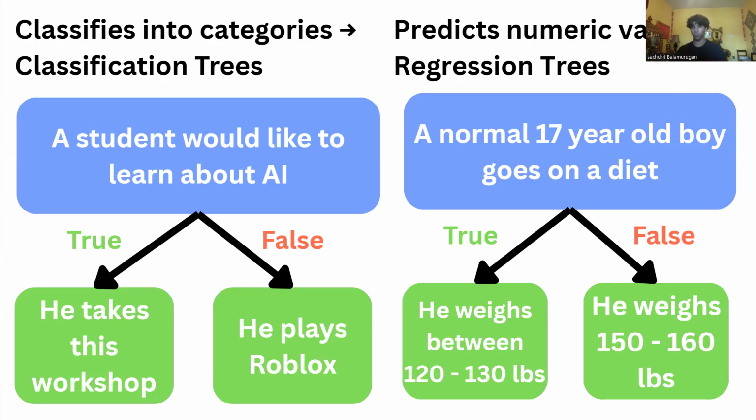But if it's a regression tree, the goal is to predict some values. For example, a normal 17-year-old boy goes on a diet. He weighs between some pounds, and then if it's false, he weighs between 150 to 160. The goal of regression trees is to predict some numeric value. It's something that you would need in those types of situations. A classification tree is for predicting some outcome, but a regression tree is specifically for numeric values.